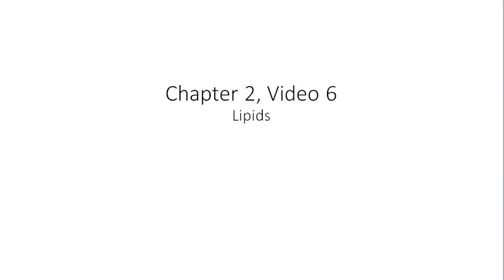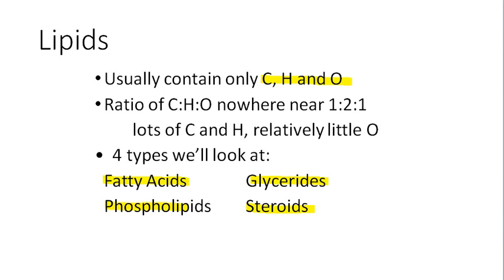In this sixth screencast for Chapter 2, we'll look at our next family of organic molecules, the lipids. Like carbohydrates, most lipids are made from only the elements carbon, hydrogen, and oxygen. They're different from carbohydrates in that the ratio of carbon, hydrogen, and oxygen is far from 1 to 2 to 1. Lipids have much more carbon and hydrogen and very little oxygen.